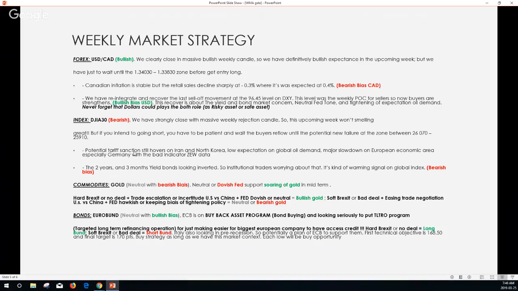Okay, so potential tariff sanctions are still over Iran and North Korea, low expectation on global oil demand, major slowdown of the European economic area, especially Germany, with a very bad indicator for ZEW, three or four times consecutively. So it's a kind of upcoming recession. We're starting the pre-recession with Italy. Now it's the turn of Germany, and after that probably France. So the 2-year and 3-month bond yield look inverted for sure, and institutional traders are worried about that, and it's a kind of warning signal for the global index. So that's why we're starting to go down on the index. But again, just wait for the market to breathe a little bit up before going short.